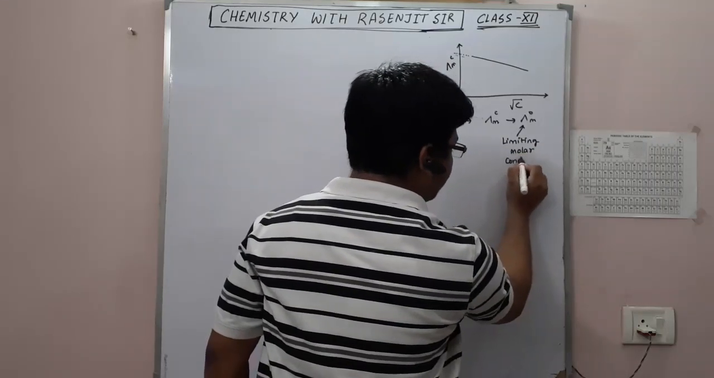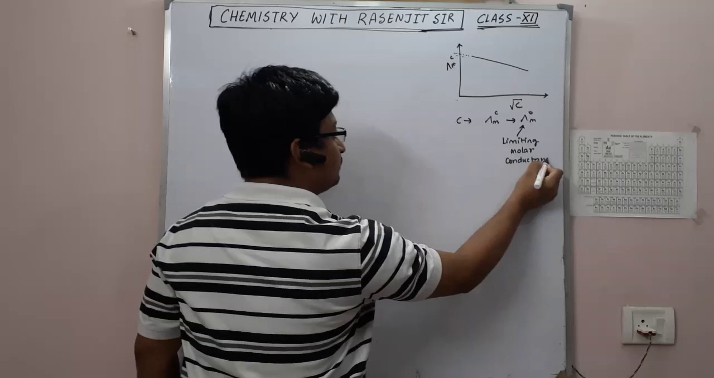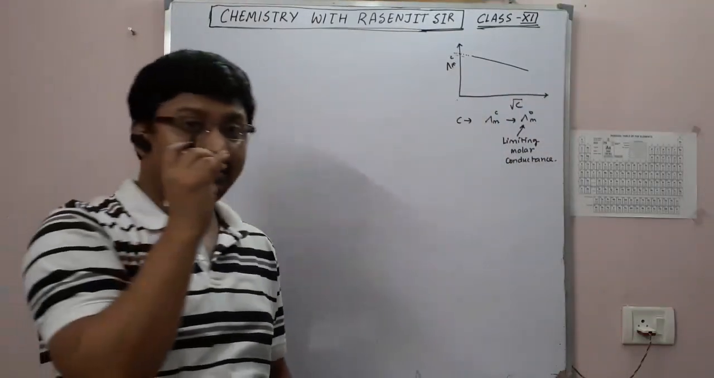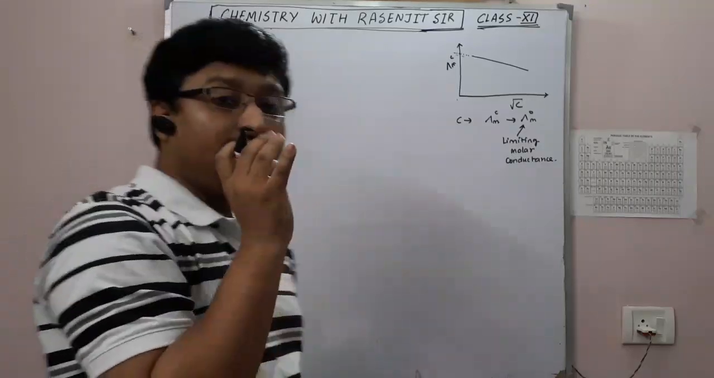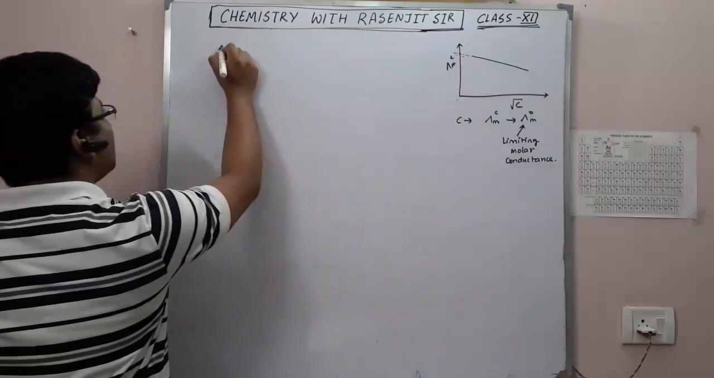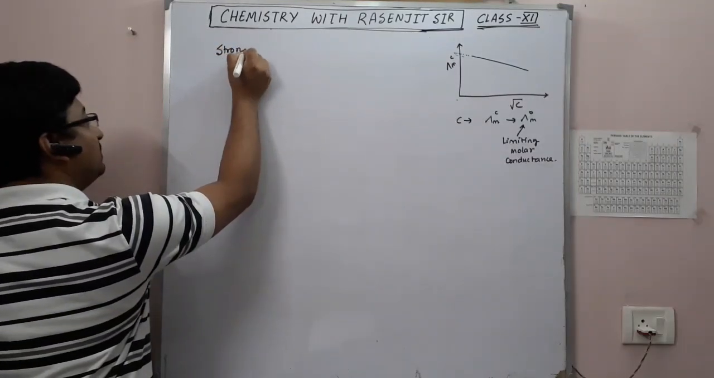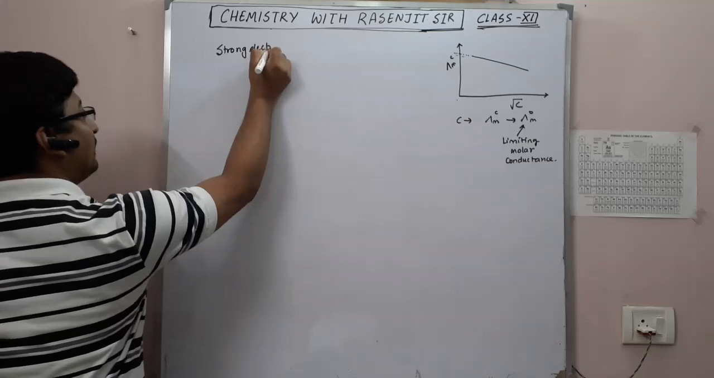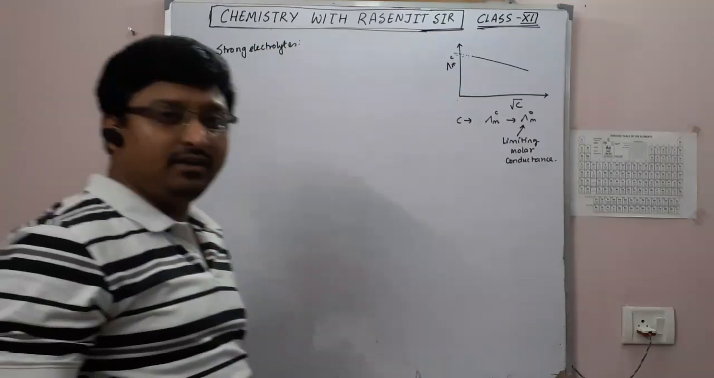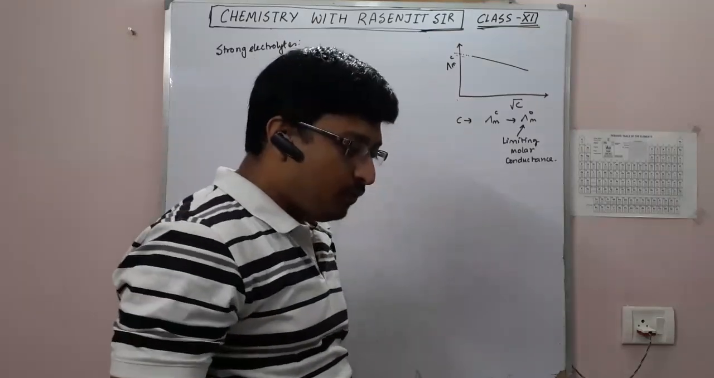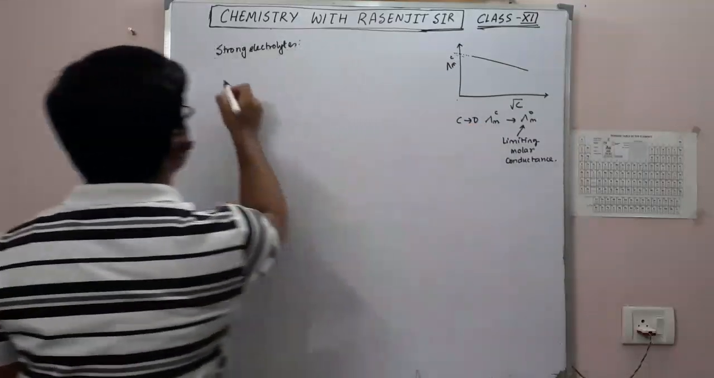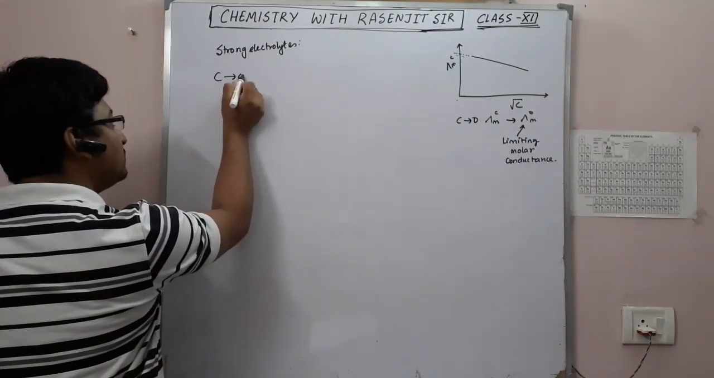Limiting molar conductance. Now this limiting molar conductance can be calculated for the strong electrolyte. So let's talk about the strong electrolytes here. Now we need to assume a few things before moving into that region where C tends to 0. So what happens at C tends to 0?